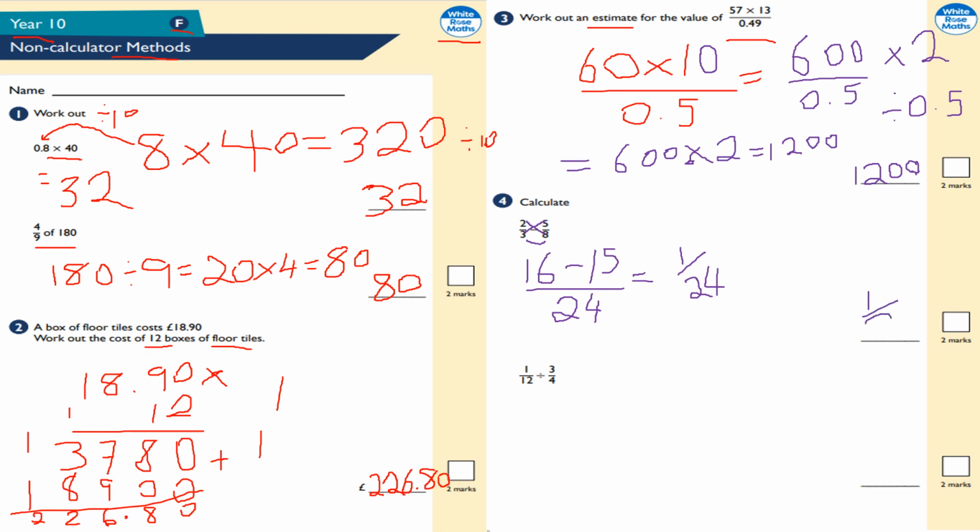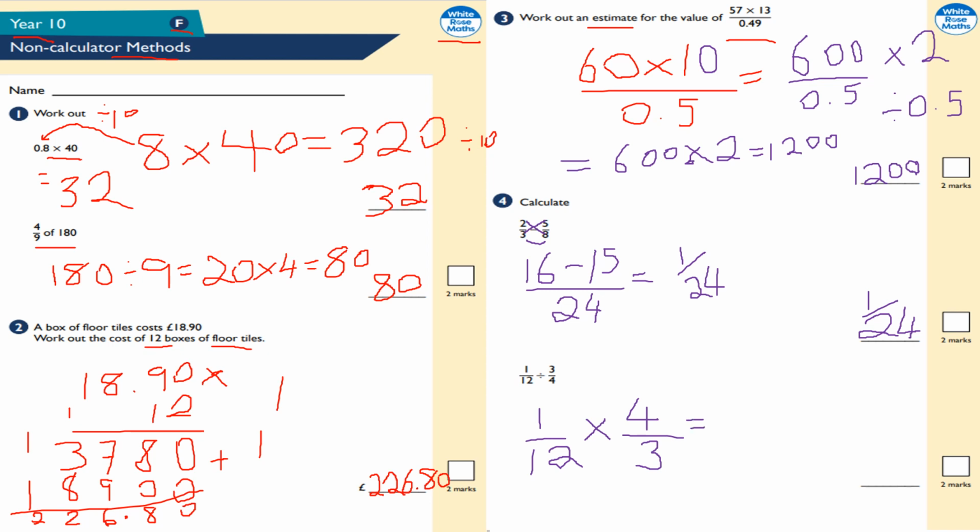Okay. For this next question, I've got 1/12 divided by 3/4, so it's what I call the KFC method. K stands for keep, so you keep the first fraction or number, you flip the second, so you find the reciprocal, or the inverse, of the second fraction. So K is for keep, F is for flip, and C is for change. You change the division to a multiplication.